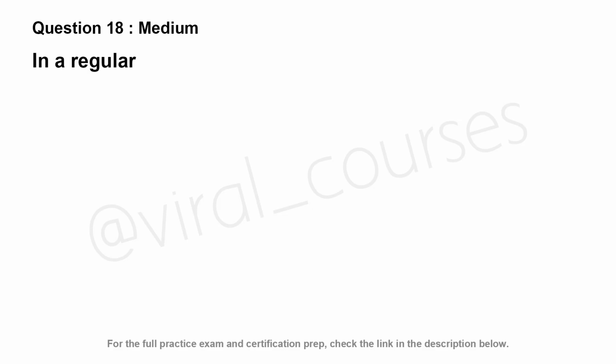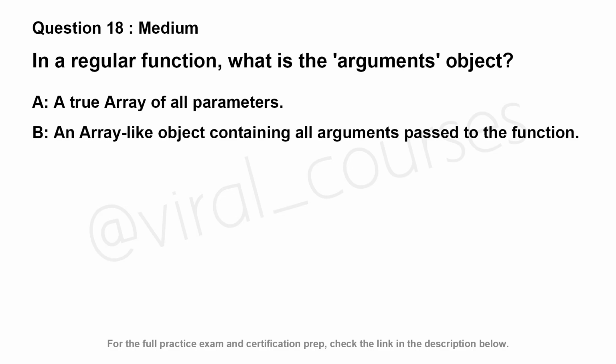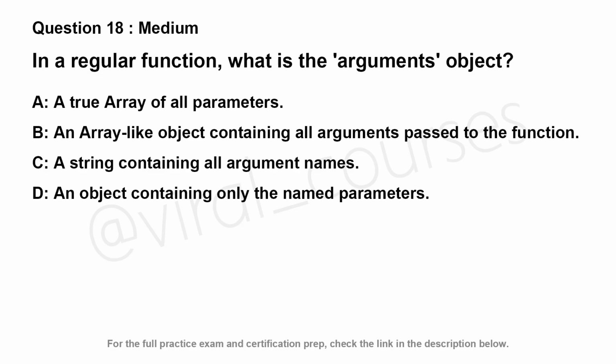In a regular function, what is the arguments object? Option A. A true array of all parameters. Option B. An array-like object containing all arguments passed to the function. Option C. A string containing all argument names. Option D. An object containing only the named parameters.